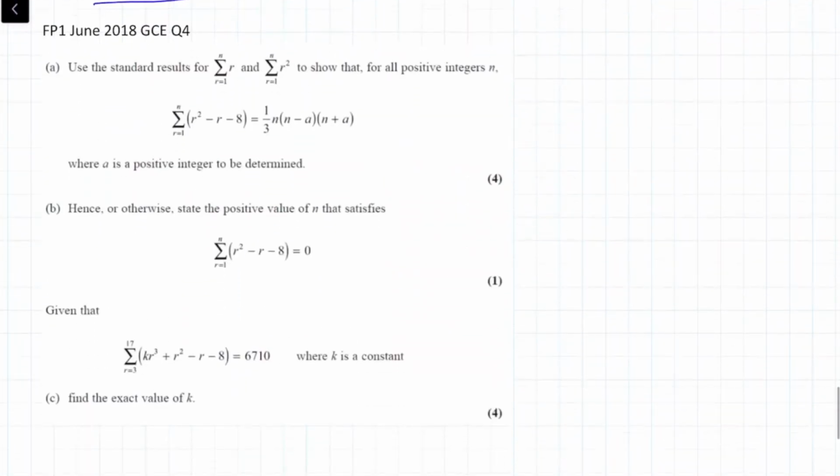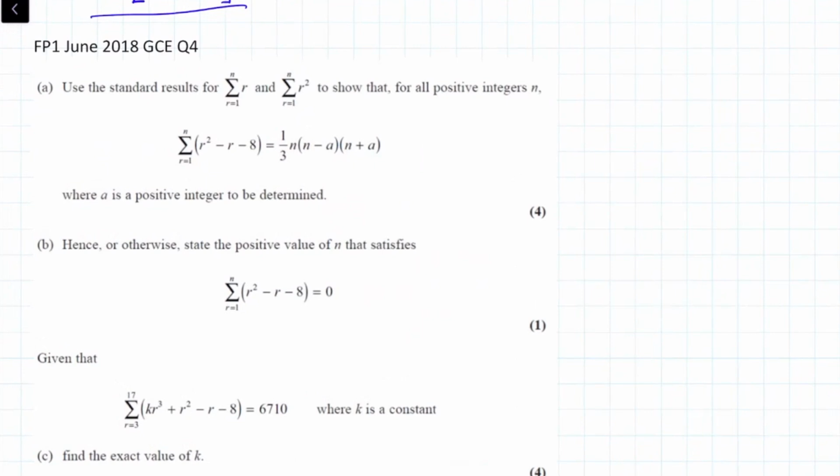Okay, if we move on to the second question. This one is a little bit more tricky. Again, it says use the standard results for the sum of the natural numbers and sum of squares to show that for all positive integers n, the sum of r squared minus r minus 8 is equal to this thing. And we've got the constant a, which is a positive integer, to be determined. Then in part B, we have to state the positive value of n that satisfies this sum equal to 0. So hopefully that will be clear by the time we've found a.